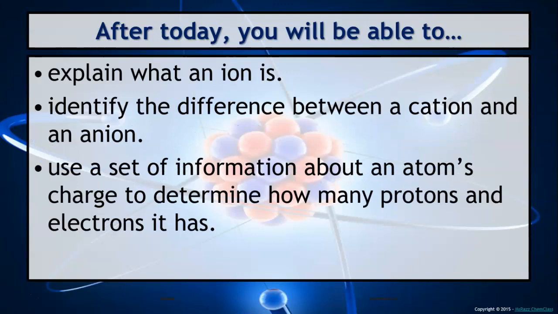So by the end of this lesson, hopefully, you'll be able to explain what an ion is. You'll be able to identify the difference between the two kinds of ions, cations and anions. And you'll also be able to use a set of data or information about an ion to determine how many protons and electrons that particular atom has.